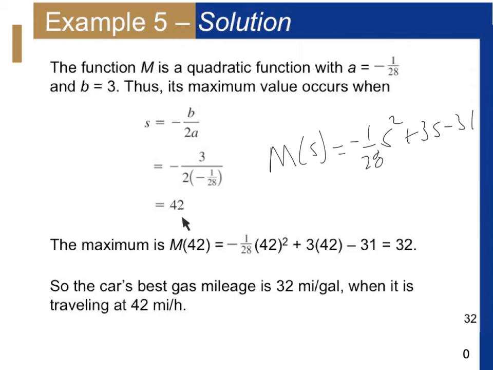So 42, this is the miles per hour. That's the speed where we get the best mileage. It doesn't tell us what the best mileage is, it just tells us the speed where that occurs. So that's like our x value. And then, so you're going to get your optimal mileage at 42 miles per hour, and here's what your mileage is. So we're going to plug in 42 into our quadratic. So minus 1/28 times 42 squared, plus 3 times 42, minus 31, and that gives us 32 miles per gallon. So this would be our optimal mileage, and that occurs when you're averaging 42 miles per hour. So the car's best gas mileage is 32 miles per gallon when it is traveling at 42 miles per hour.